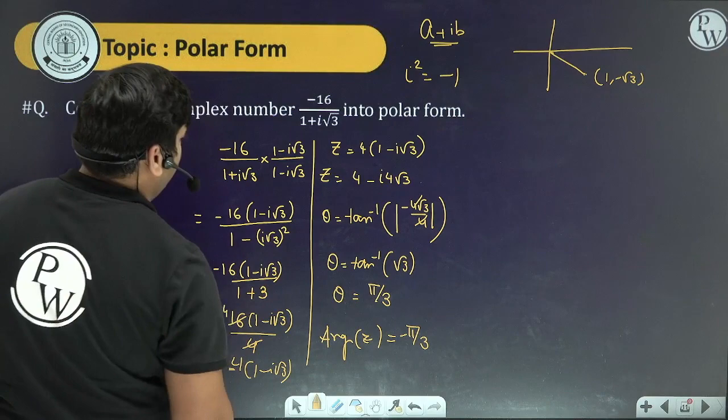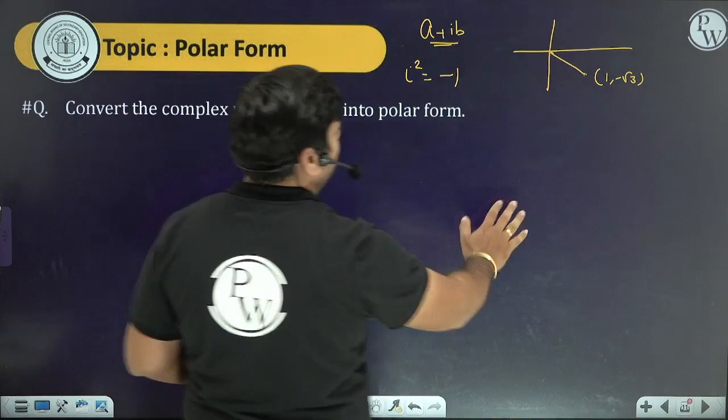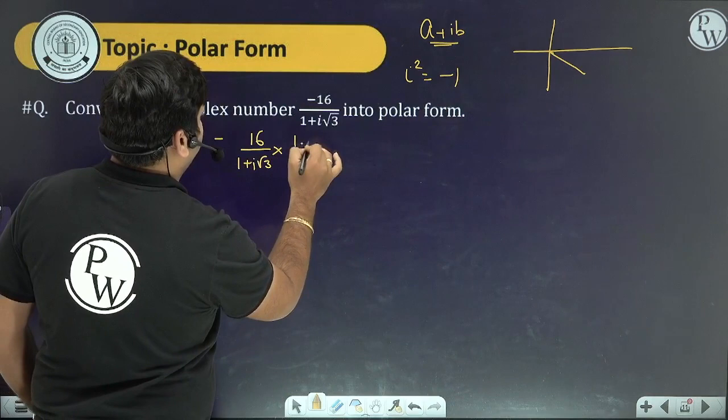Okay, people, let me change whatever I can. Let me do it once again without all these arrangements and suggestions. And I think this is also not correct. Yeah, I'm so sorry, people. So once again, minus, we'll leave it outside, 16 by 1 plus i root 3, into 1 minus i root 3 by 1 minus i root 3, correct?